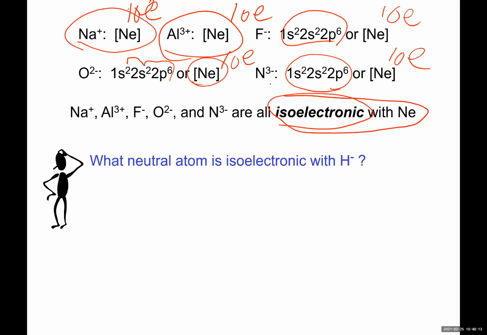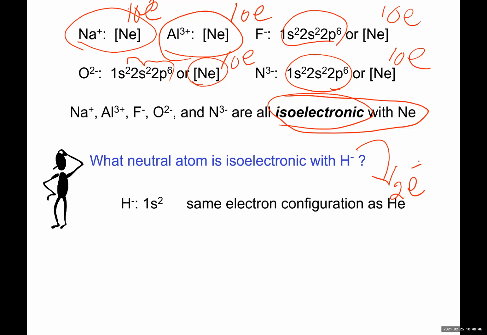All right. So what neutral atom is isoelectronic with the hydrogen anion? Well, the question is, hydrogen has 1 electron. Hydrogen -1 has gained 1 electron. So how many electrons? 2 electrons. So what neutral atom has got 2 electrons? It's a noble gas. Can you guess the noble gas which has got 2 electrons? Yes. The electron configuration is 1s2. And we know that is the same electron configuration as helium.